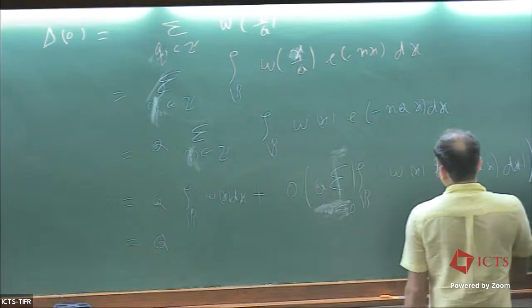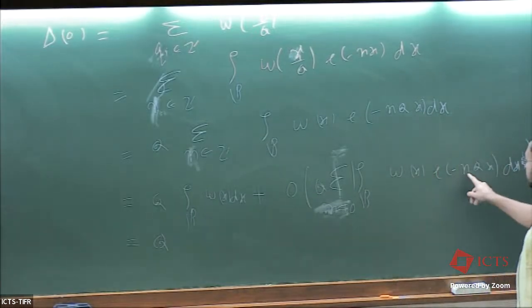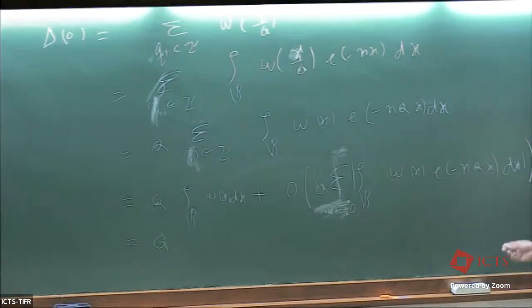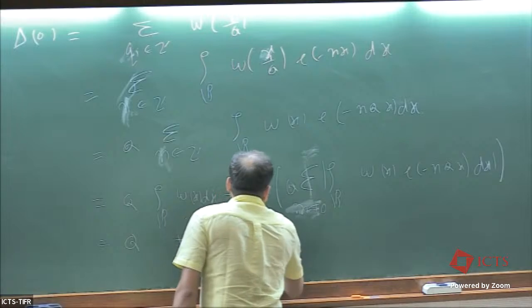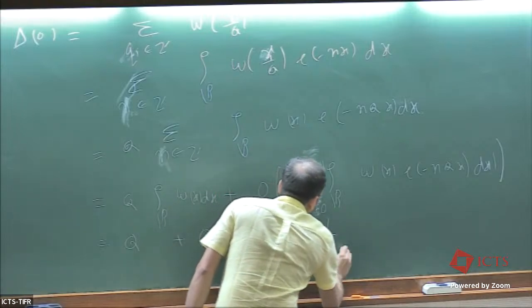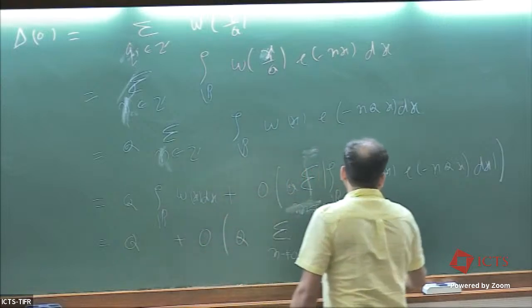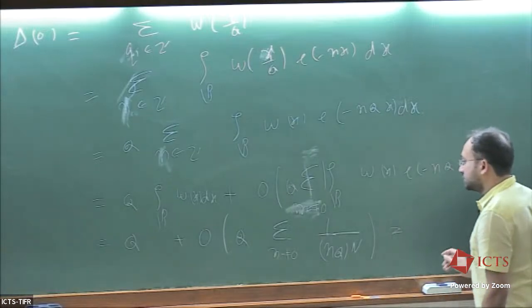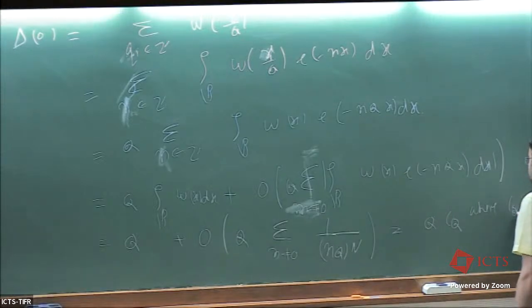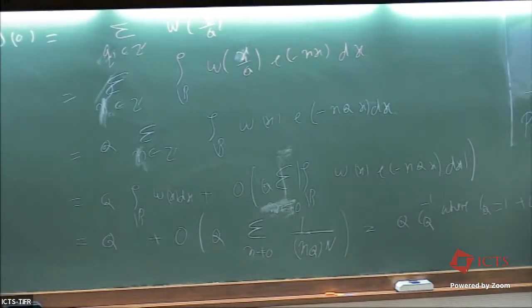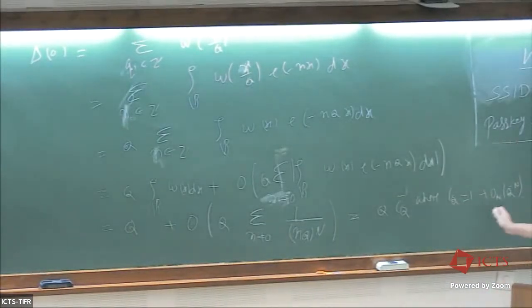Now, if we apply integration by parts, differentiating this function and integrating this one, for once you will get n by q in the denominator. If you apply integration by parts twice, you will get (n by q) squared in the denominator, and for n many times, you will get (n by q) to the power n in the denominator. So that will be given by q, big O of q, summation of n not equal to 0, 1 by (nq) to the power n. Just apply integration by parts n many times. So that one you can write as q times c_q, where c_q inverse is 1 plus big O of n of q to the power minus n. So we get 1, and the error term is very small.